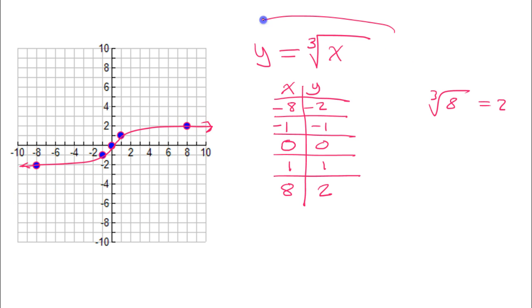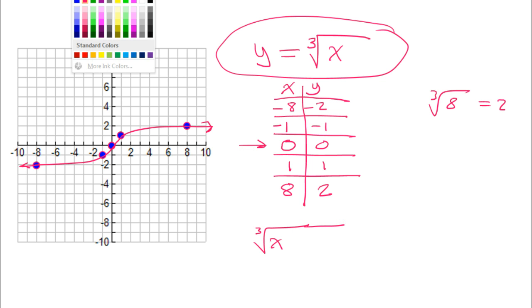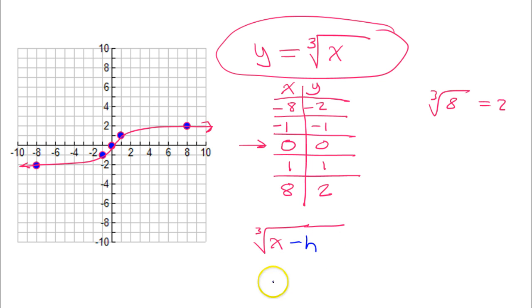So this is what the parent function y equals the cube root of x looks like. It's sort of like a wave that goes from low to high. Normally, it passes through the origin, 0, 0. Now let's talk about transformations. If we take this cube root of x, if I were to do a minus h underneath the radical, that would move the graph to the right h. If I did a plus k, that would move the graph up k. And the signs are important. If this is plus, it will actually move to the left. If this is minus, it will move down.